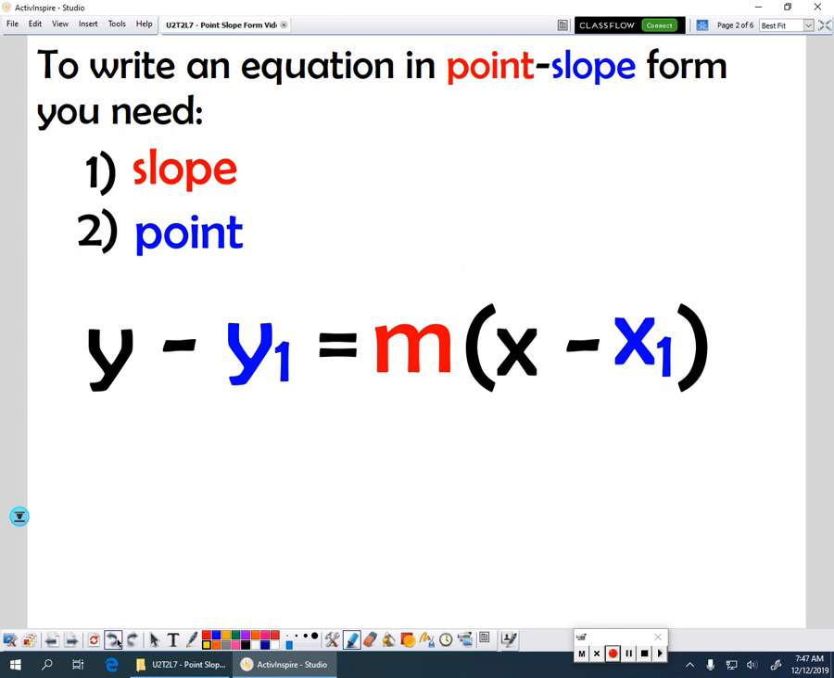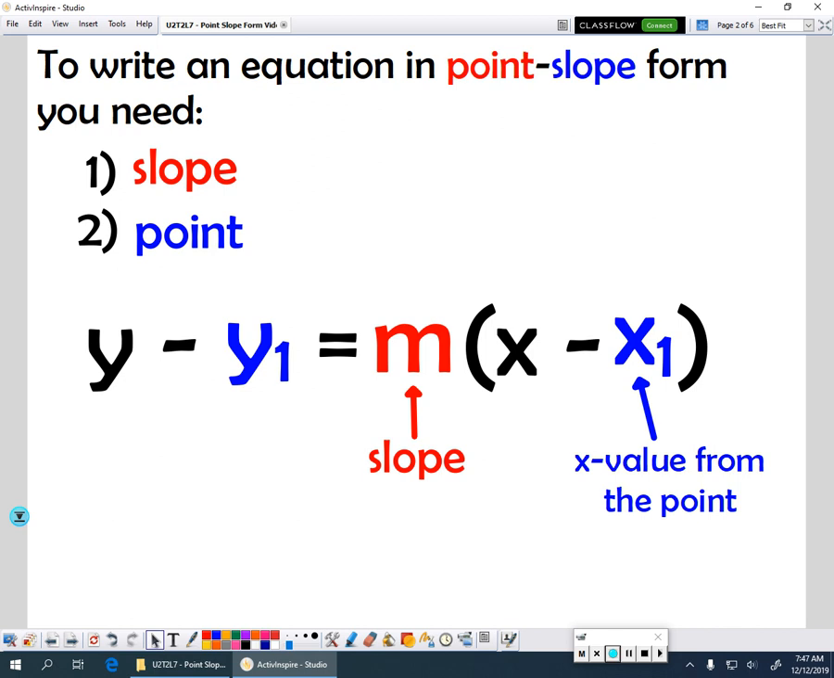Okay? So what we're going to do is first find our slope, and we're going to use that to replace this m value. And then the x and the y value of the point that we have, they go here. Your x1 is the x value from your point, and your y1 is going to be the y value of your point. Let me show you what I mean.